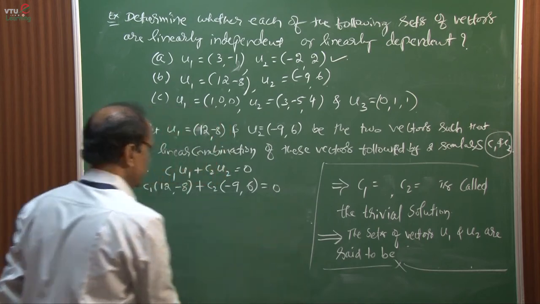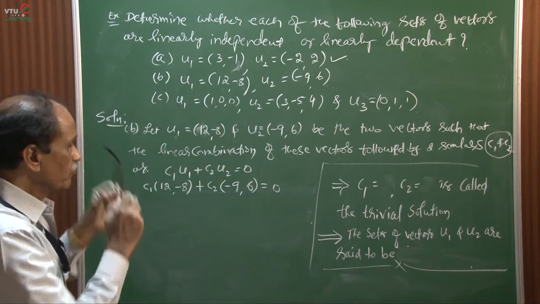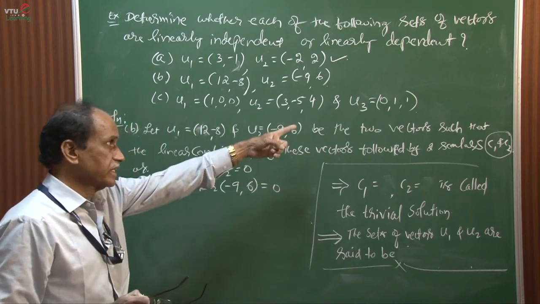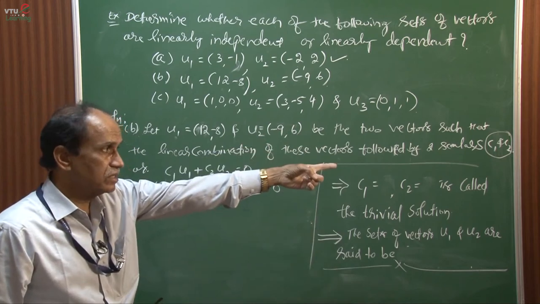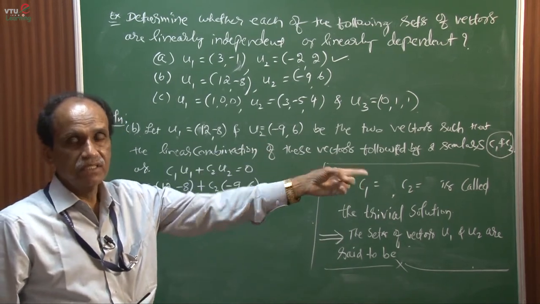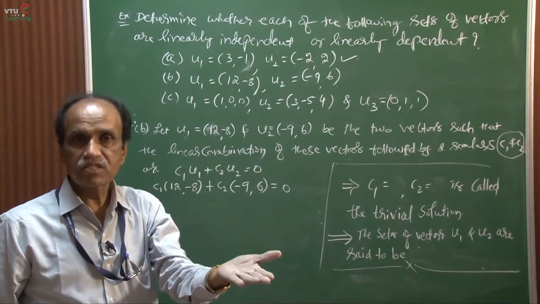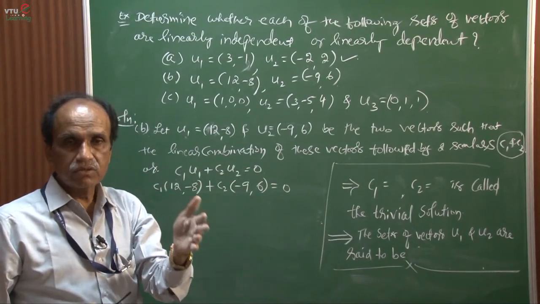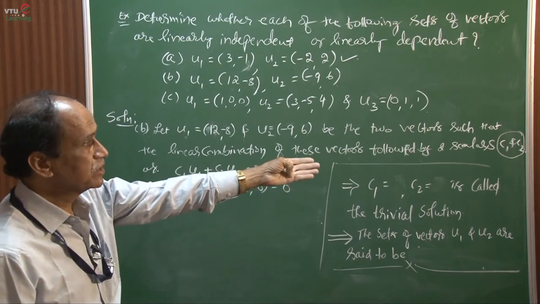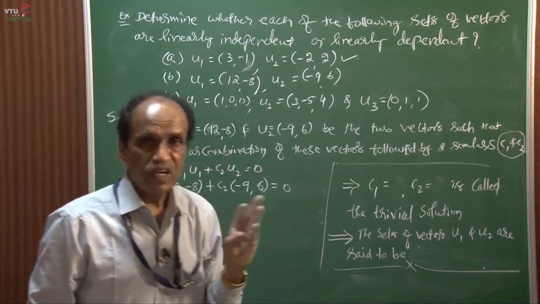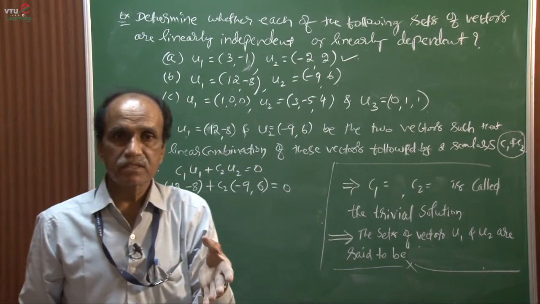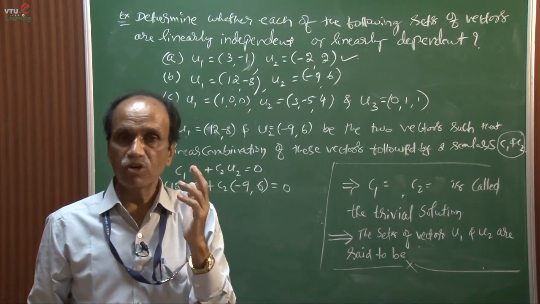This is to be equated to 0. Once you form this equation in terms of vectors and in terms of the scalars that you have chosen, however many vectors are given, that many scalars you have to choose. You cannot attach an uneven number of scalars, but first of all you have to observe how many vectors are given.